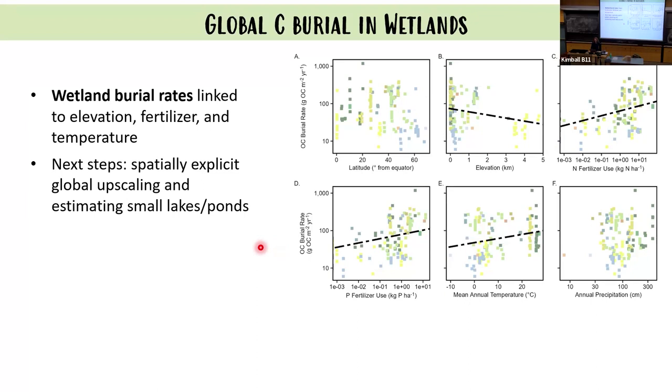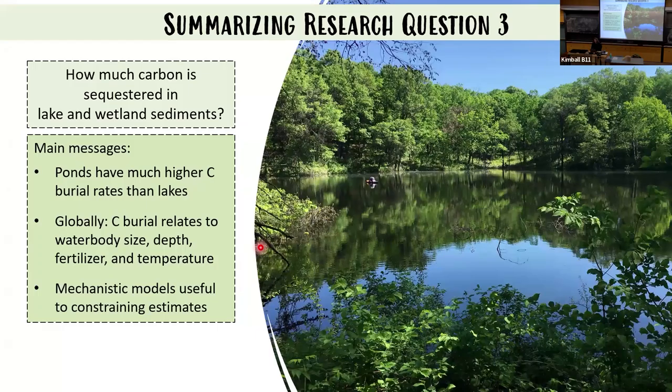So you got some preliminary data there. Summarizing this research question: how much carbon is sequestered in lake and wetland sediments? Well, we are seeing that our small systems have much higher carbon burial than our big systems. We're seeing linkages with things like water body size and depth, fertilizer inputs, or temperature increases, and that these mechanistic models may be really important to getting better constraints on these global numbers that are important for our budgets.